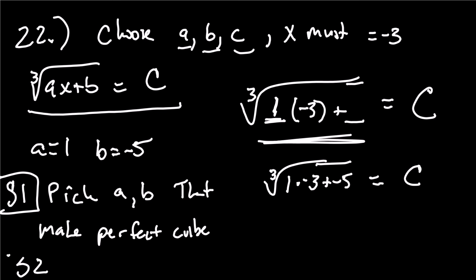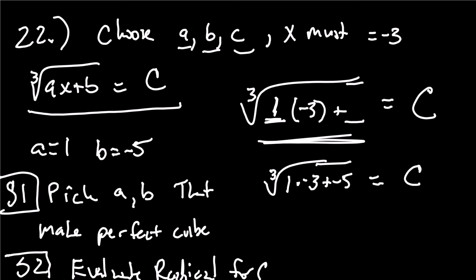Step 2, evaluate the radical for c. So I have 1 times negative 3 is negative 3 plus negative 5 is negative 8. The cube root of negative 8 is going to be my c. Well, the cube root of negative 8 is negative 2. So negative 2 is c.